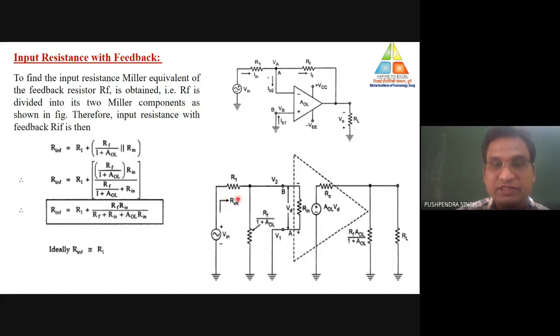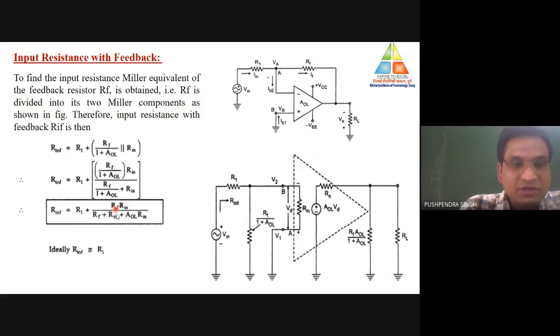So what is the value of the total resistance? Rinf is equal to R1 plus R equivalent. After simplification, this is the final value of input resistance with feedback in the practical condition. Now in the ideal condition, as you know, the value of gain is infinite. So when this value is very high as compared to RF plus Rin, the value of AOL into Rin is very high. So just replace this component by AOL into Rin, and from there Rin and Rin will be cancelled out.